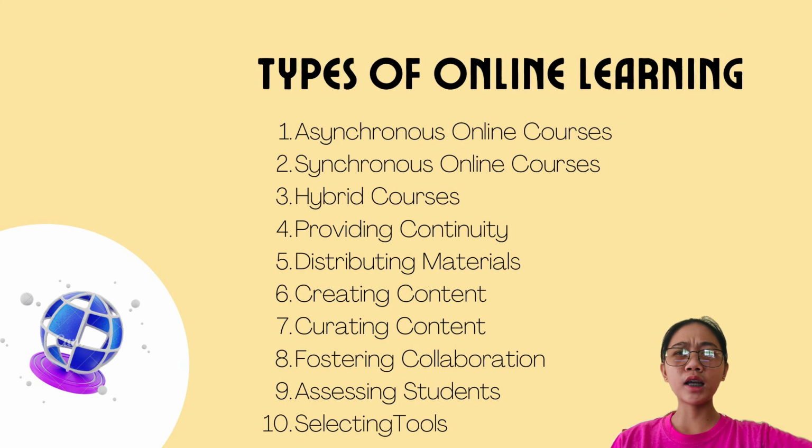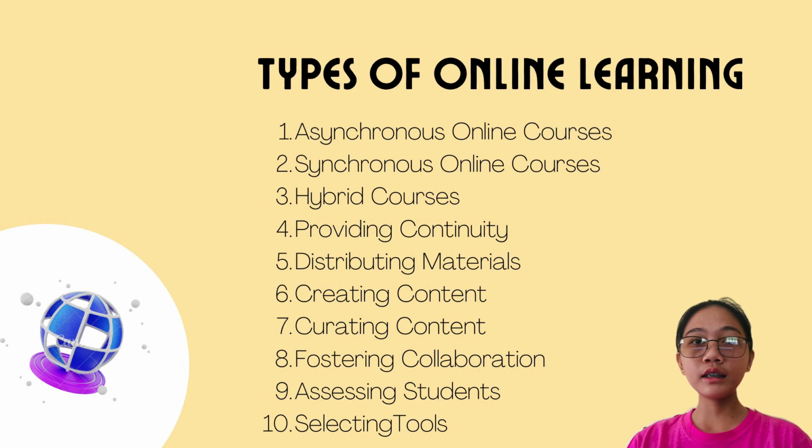Now, what are the types of online learning? First is asynchronous online course. This type of course offering does not take place in real time. Students are provided with content and assignments and are given a time frame to complete coursework and exams.